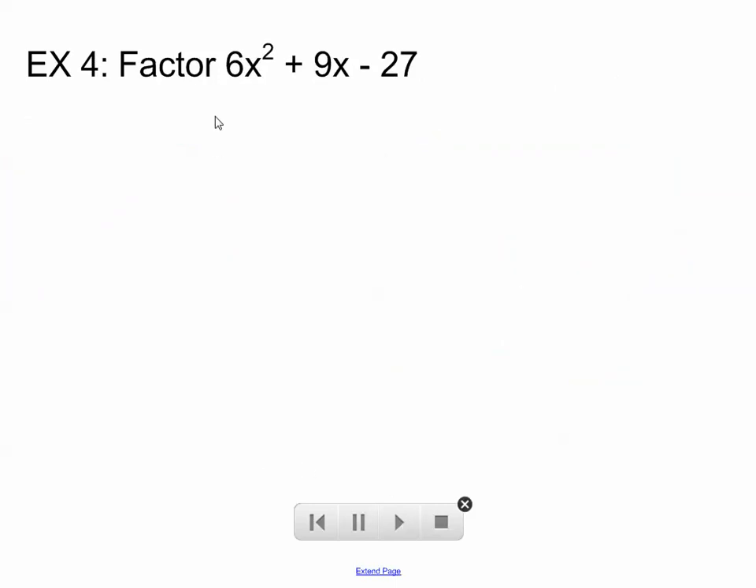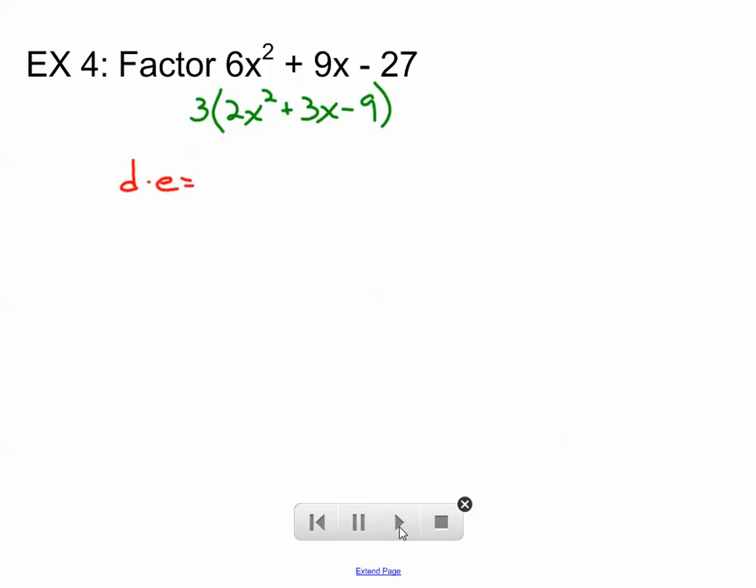This one's a little bit different, because the first thing I noticed, and hopefully you guys will be on the alert for this as well, is that all 3 of these terms are divisible by 3. So we can actually undistribute, or factor out, the greatest common factor right off the bat. So 3 times 2x squared is 6x squared. 3 times 3x is 9x. 3 times negative 9 is negative 27. If there is a greatest common factor that you can pull out first, you should do that.